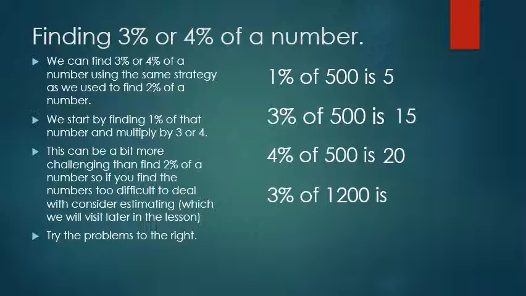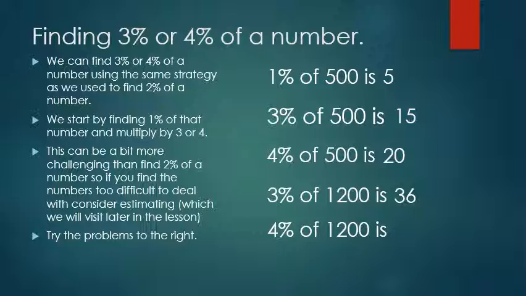3% of 1200. So first you have to determine that 1% of 1200 would be 12 by moving that decimal 2 places to the left. So to find 3% of 1200, we would just do 12 times 3, which is 36.